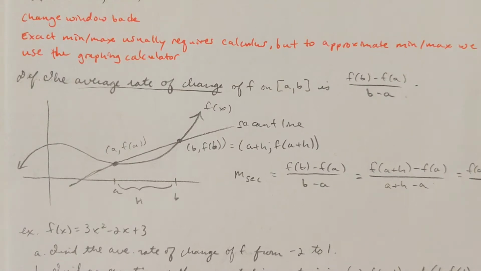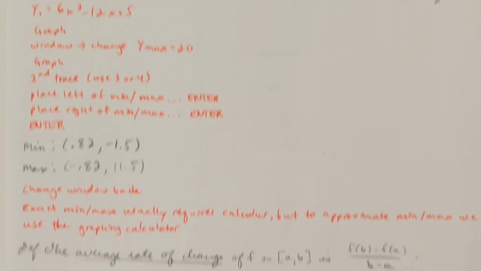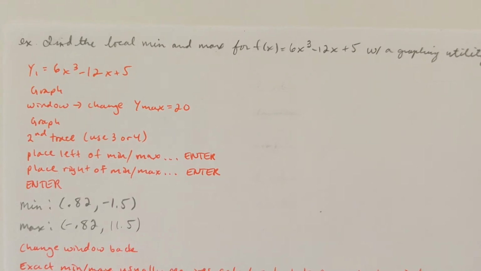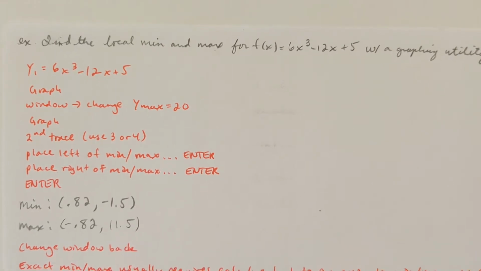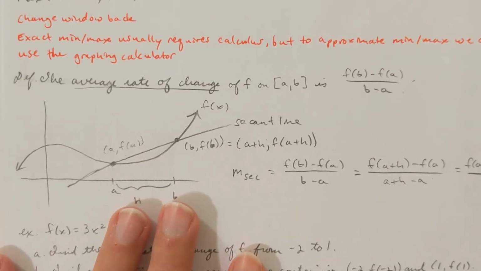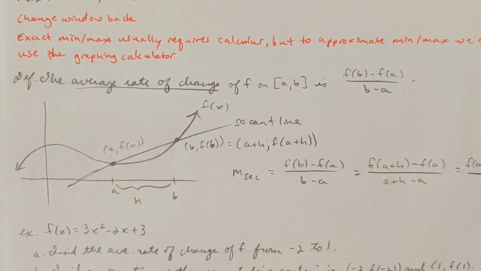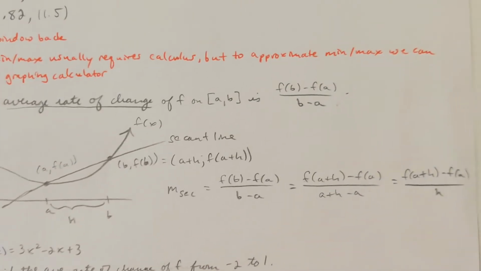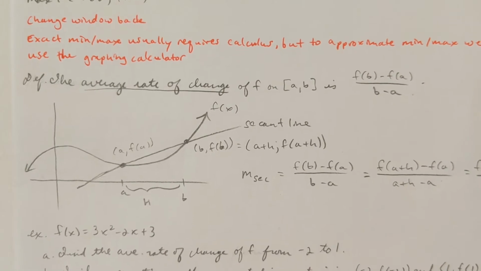Okay, I was going to finish up section 2.3 today. I guess where we had left off here was we had just finished up the local min and max for the function given there using a graphing utility. An exact min or max usually requires calculus, but to approximate the min or max we can use a graphing calculator.